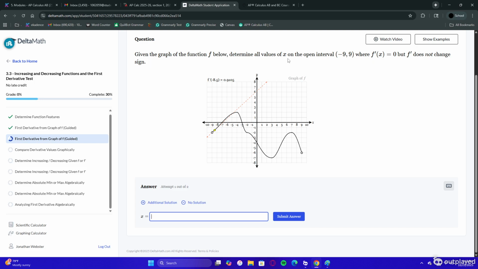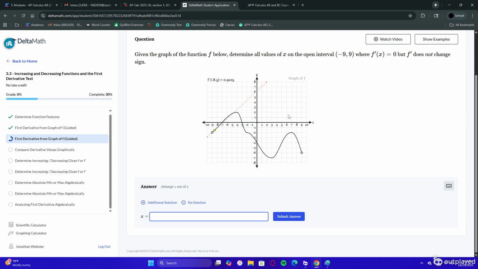Now we're going to determine values of x where f prime of x equals 0, but f prime does not change sign. So remember, f prime of x equals 0 just means that the slope is 0, or that the slope is horizontal. So we're looking for a horizontal slope in addition to whenever f prime does not change sign, so it's not going to go from increasing to decreasing. Our first thing that we can do is to locate everywhere where f prime of x does equal 0.